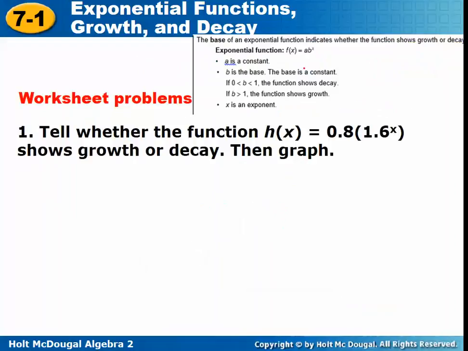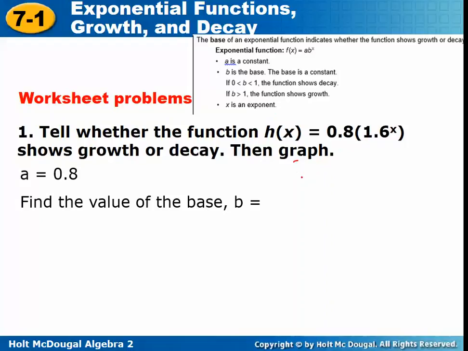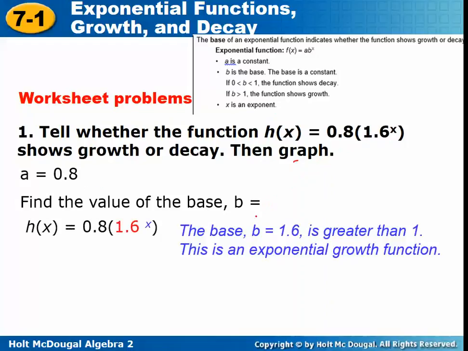Okay, on your worksheet, you have to show me your graph. So here's number 1 from the worksheet, and here's the problem, 0.8 times 1.6 to the x. So first you need to tell whether it shows growth or decay. A is 0.8, b is 1.6, and b is the part that we are concerned about, that we check to tell whether it has growth or decay. Since 1.6 is greater than 1, this is exponential growth.